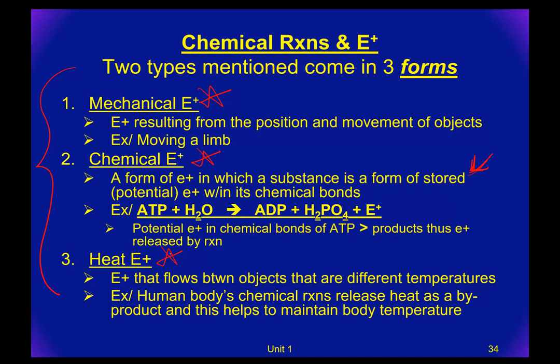And then finally, we have heat energy. It's energy that flows between objects that are different temperatures. So the best way I can think to describe this, it's a very, very cold winter's day. You go and you get hot chocolate, and what's the first thing you do with that cup? You put it in between your fingers and you go, ha, ha, ha, ha, right? What happens? The heat from the cup transfers to your fingers. So it's a flow of energy between objects of different temperatures, the hot cup to your cold fingers.